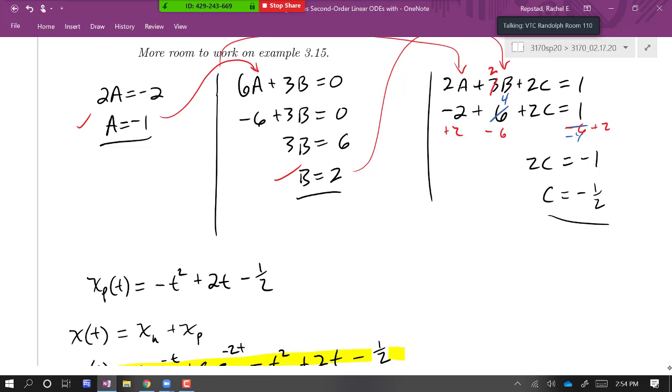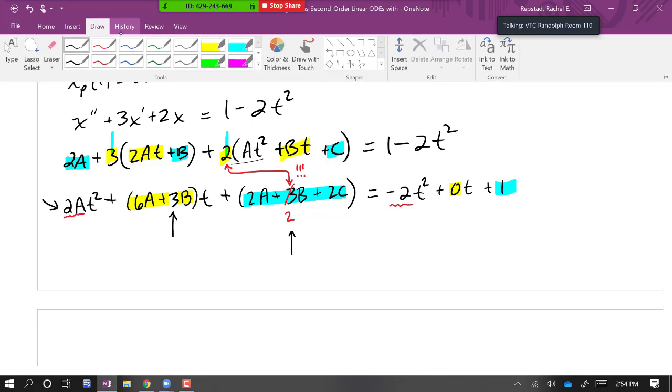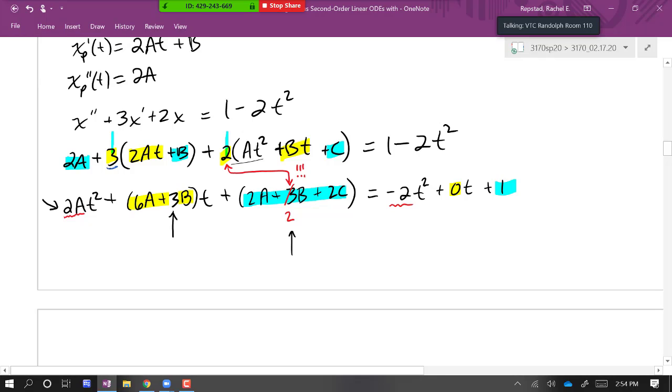Can you say that again? So it looks like it is t times 6a plus 2b, one of the terms, and then it's 2a plus 3b plus 2c, not multiplied by t. So you're up on this line here? Yeah, shouldn't it be 2b in the yellow? I think it was 3b because of this 3 here.